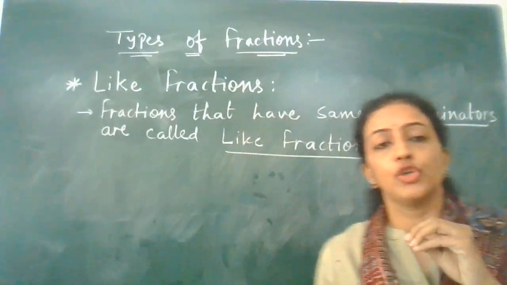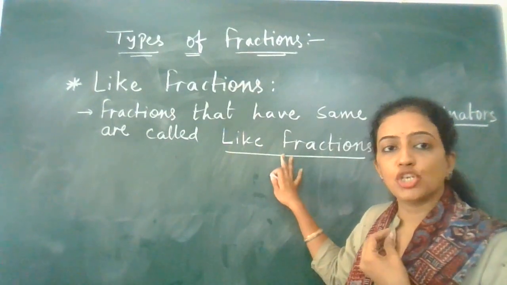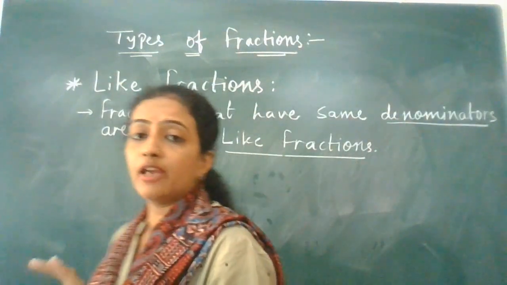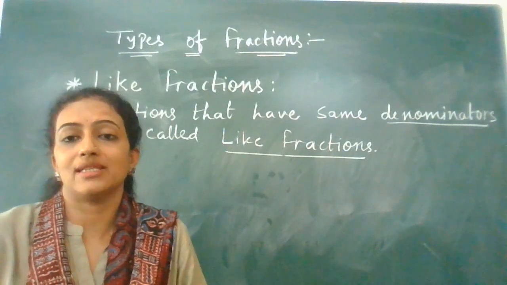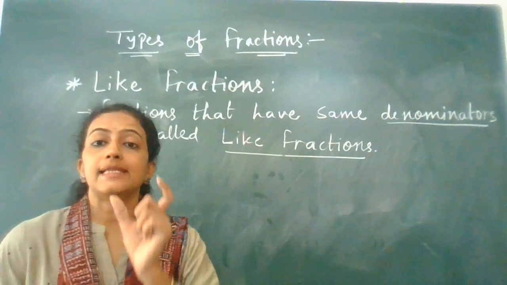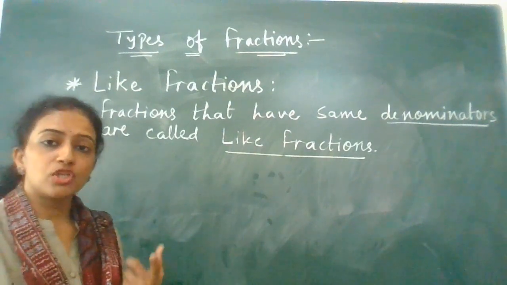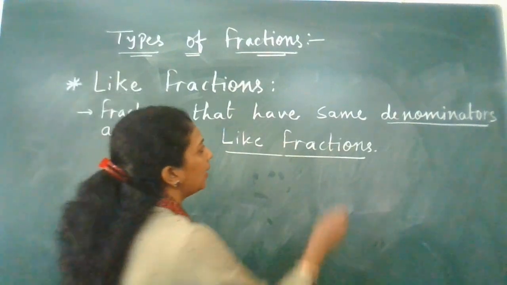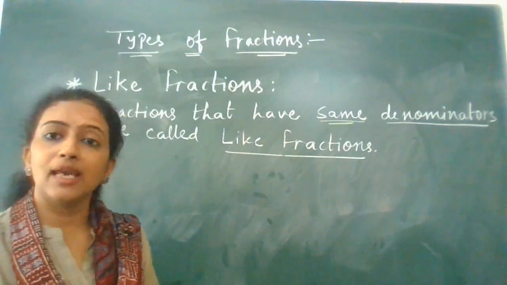So you can say the classification or identity of like fractions is based on its denominators. So here, if you want to say whether they are like fractions or they are unlike fractions, you have to observe its denominators. What the definition says? The definition says fractions that have same denominators. Okay, same denominators. So let's see how same denominators.